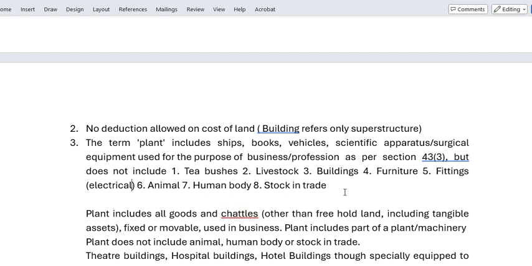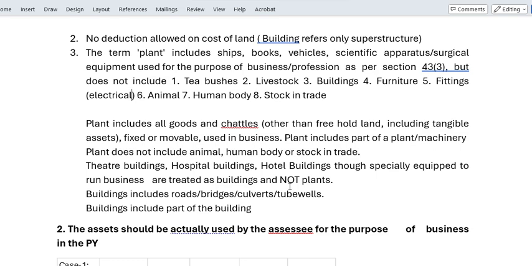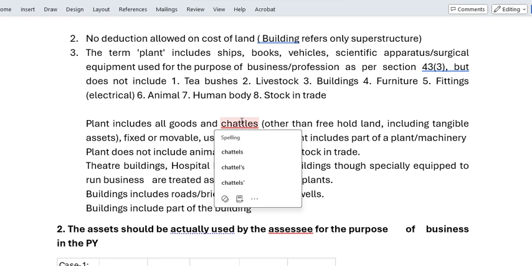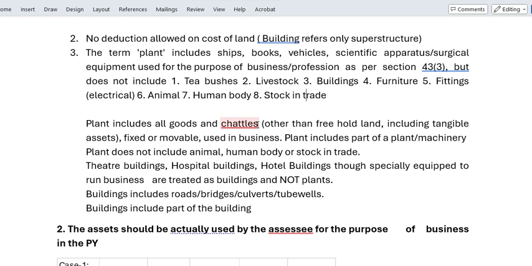Then animal, human body, stock in trade. Stock in trade is an inventory. For that also, it is not considered as plant. What we are saying is the definition of plant. Plant does not include buildings, furniture, fittings and all. But plant includes all goods and chattels.